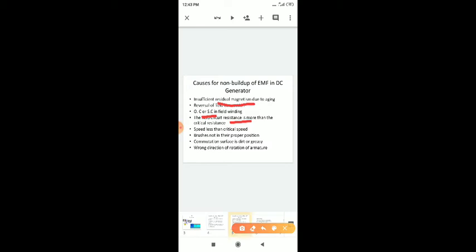If wrong connections or wrong direction takes place, then reverse the connection. These are a few remedies. Of all those, the important one is absence of residual magnetism. If residual magnetism is absent, then a few dry cells can be connected across the field winding for 5 to 10 minutes to restore the residual magnetism, or the machine can be run as a DC shunt motor for 10 minutes before running it as a generator.